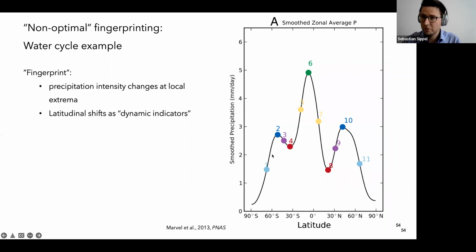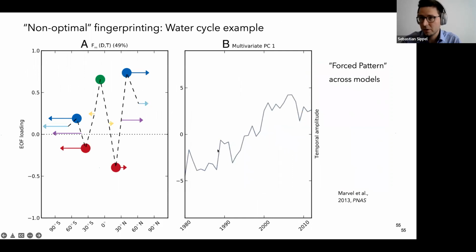But I found this fingerprint interesting because it's not a spatial pattern, and now she can define the combination of these 11 points as her fingerprint essentially, and she can look in the models at how this fingerprint changes under greenhouse gas forcing, and that's what she calls the forced pattern across models of precipitation change. And again, she computes an EOF across the multi-model average change. She shows the EOF loadings here, and she's showing that the core tropics and the mid-latitude storm tracks increase precipitation intensity. That's, I think, what would be expected under greenhouse gas warming.